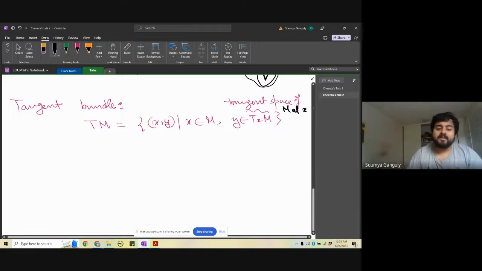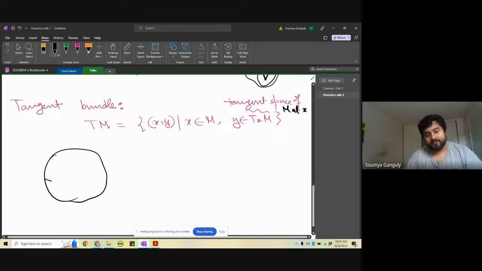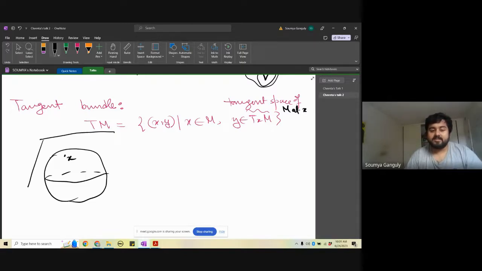Now, what is meant by that? What is a tangent space? Suppose you have a sphere, which is our manifold. If you have a point x on it, a tangent space is really the plane that is tangent to the sphere at the point x. So this is T_x M, if this is our M.